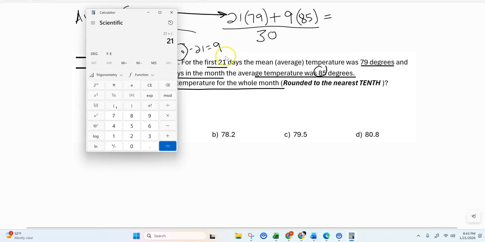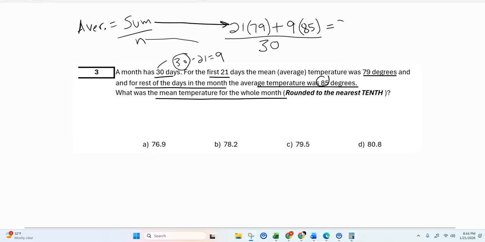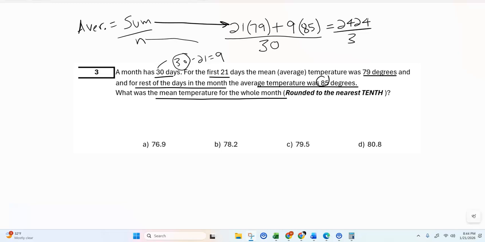21 parenthesis 79 parenthesis, that's 21 times 79, and then plus 9 parenthesis 85 parenthesis, and then I'm going to hit enter before I divide by 30. So I'm going to get 24 divided by 30.